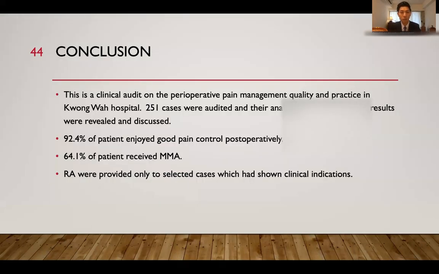Okay, so this is the conclusion of the clinical study. 92.4% of patients actually enjoy good pain control post-operatively. 64% of patients receive more than one type of analgesic. As for regional technique, as I mentioned, it very much relies on the anesthetist's decision and whether the case is suitable to receive a regional technique.